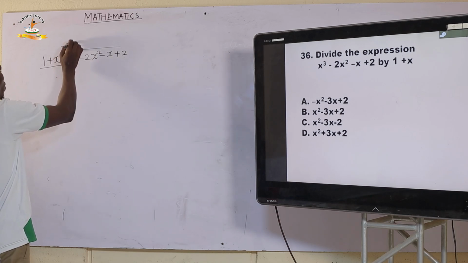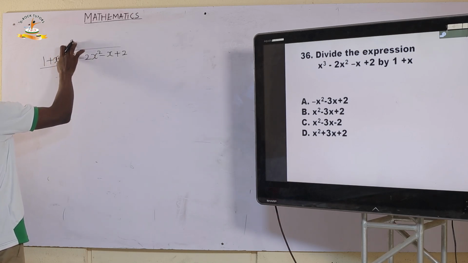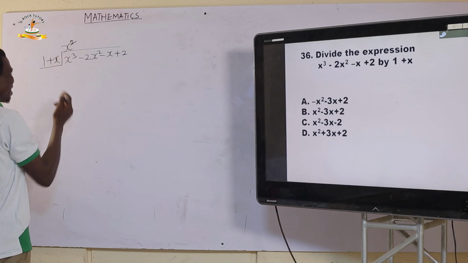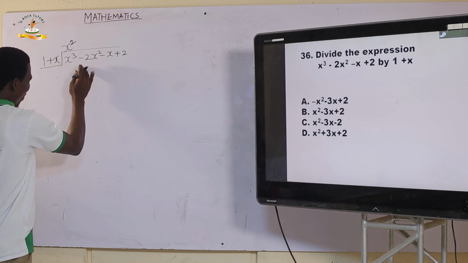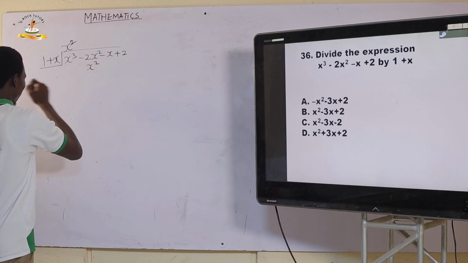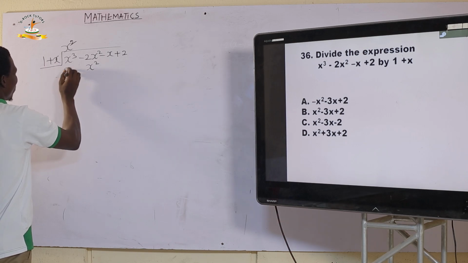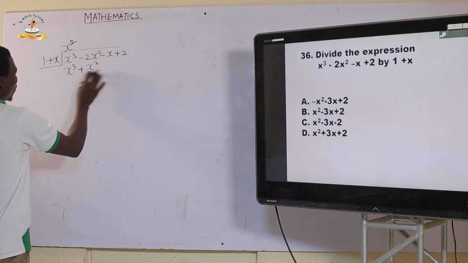That has to be x squared. So that's our first factor, x squared. We write x squared and use it to multiply everything. So x squared multiplied by 1 is what? Is x squared. We're not going to write the other x cubed, we'll write the other one, x squared. X squared multiplied by what? X is what? X cubed. So it is x cubed plus x squared.